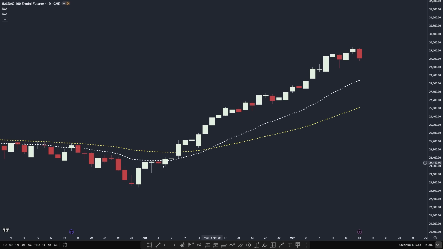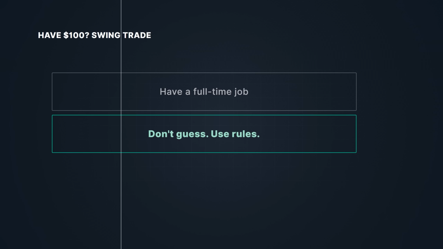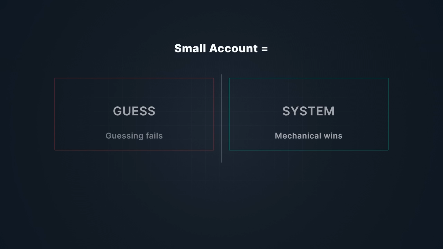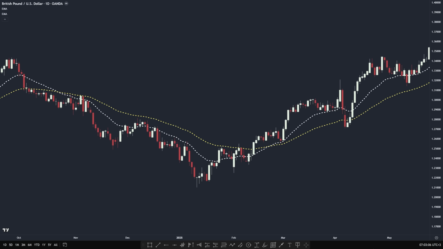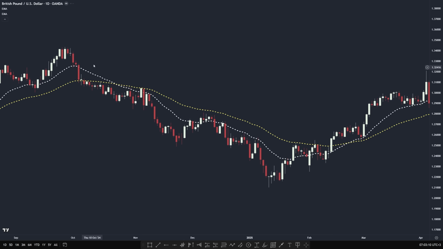If you only have $100 and a full-time job, you need to swing trade. But you can't just guess. You need a mechanical system. This is my complete swing trading strategy, and it does exactly three things.